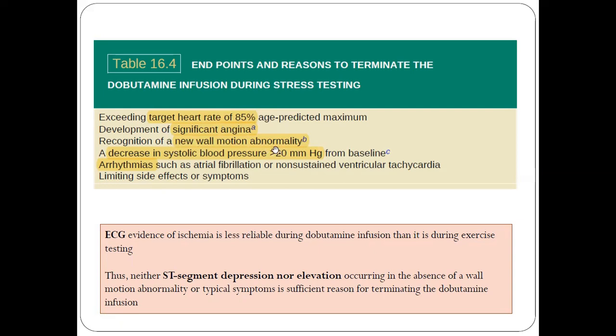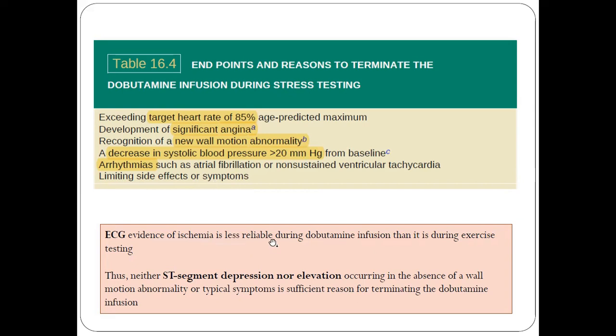Another endpoint is recognition of a new wall motion abnormality. There was normal movement before the Dobutamine, and if you see a new wall motion abnormality in any part of the myocardium, you should stop. Also stop if there is a decrease in systolic blood pressure of more than 20 from baseline, or if the patient develops arrhythmias such as atrial fibrillation or non-sustained VT, or limiting side effects or symptoms.